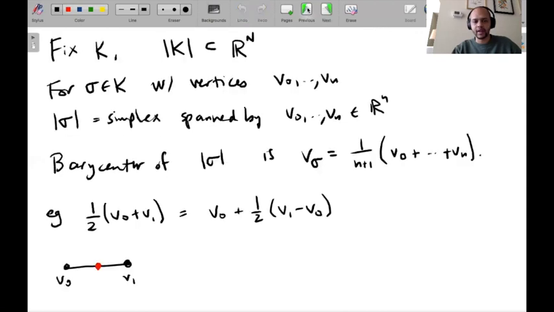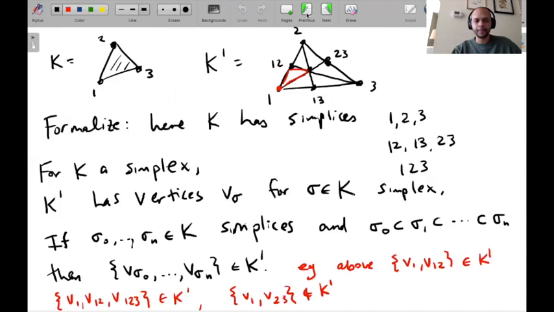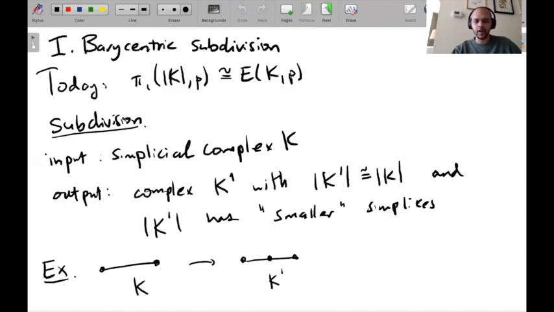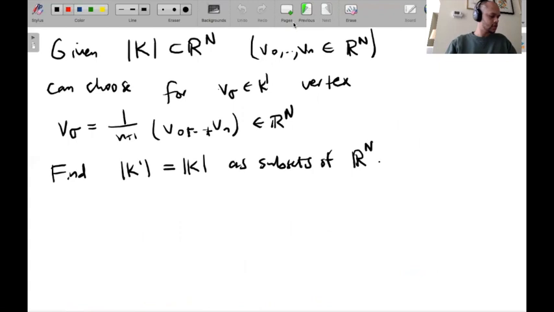Okay, and I guess this is kind of what is suggested by these pictures that I'm drawing. So this is an argument for why this subdivision process satisfies this condition. The geometric realization of this subdivision is topologically equivalent to the original, and in fact, it's equal as subsets of R^n with the proper definition. Okay, sorry, I hope that's not too confusing.